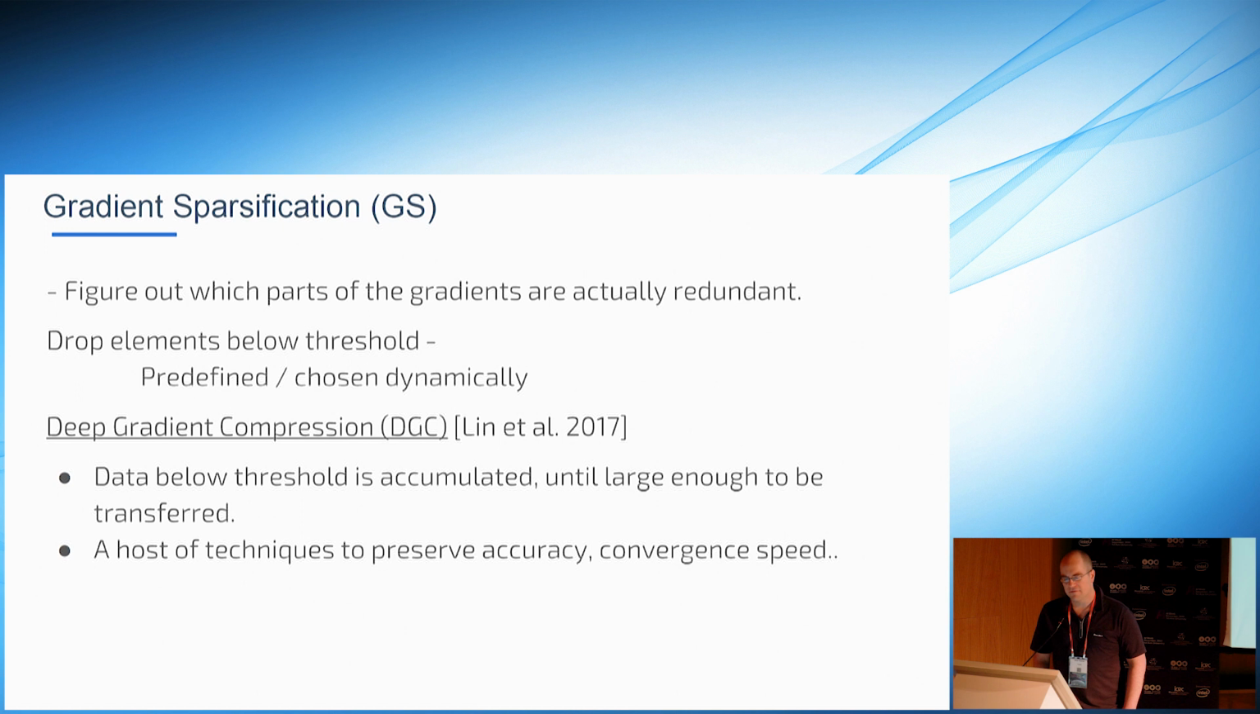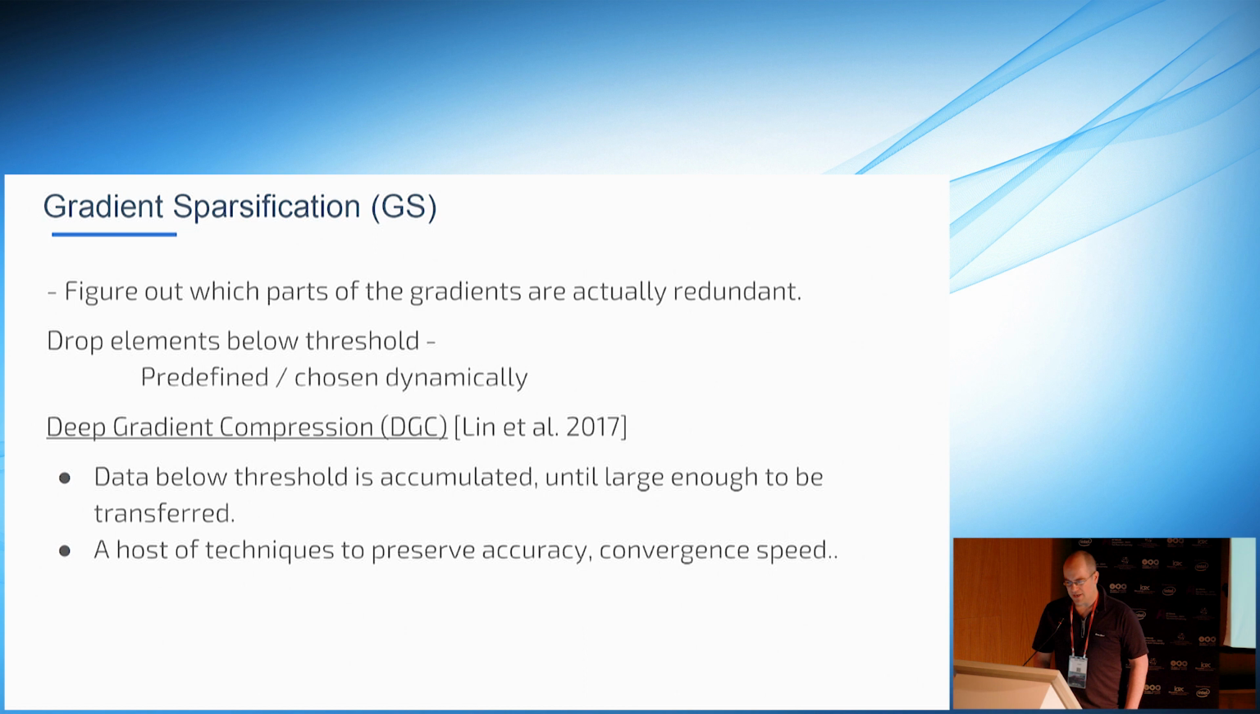There are much more sophisticated ways. An important family of these are sparsifications, so here in this case of the gradients, where we figure out which parts we need to send and which parts are actually redundant, and then we drop all these below some threshold.